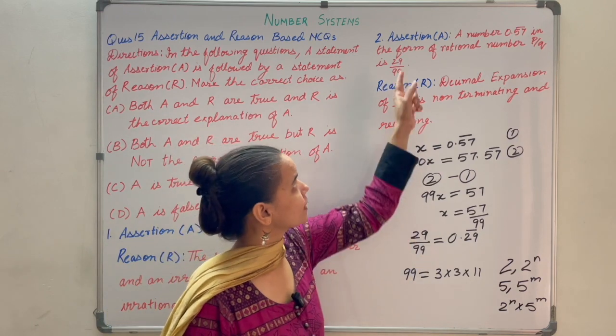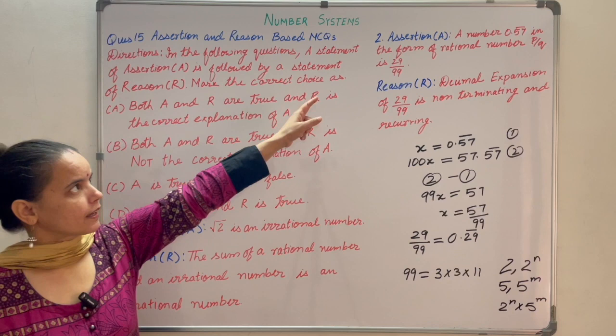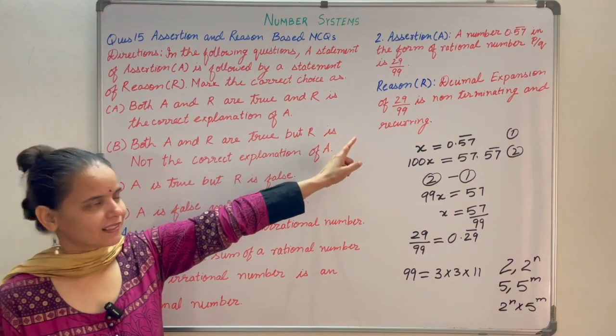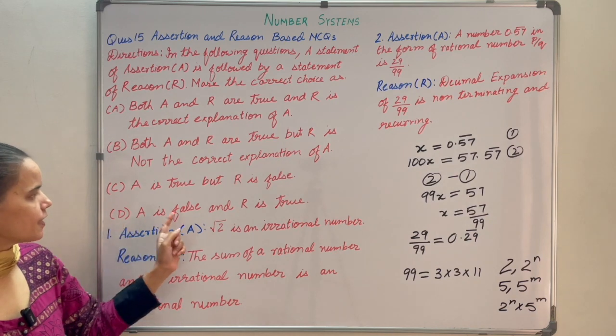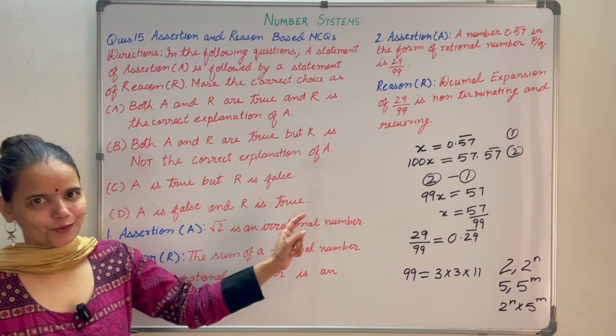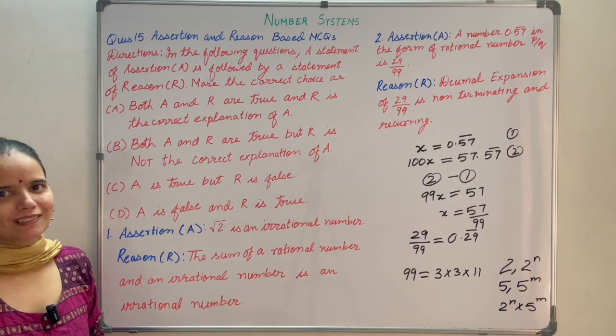Now let us choose the correct option for the second question. So here A is false and R is true. So you can see here D option: A is false and R is true. So you have to put a tick mark for D option.